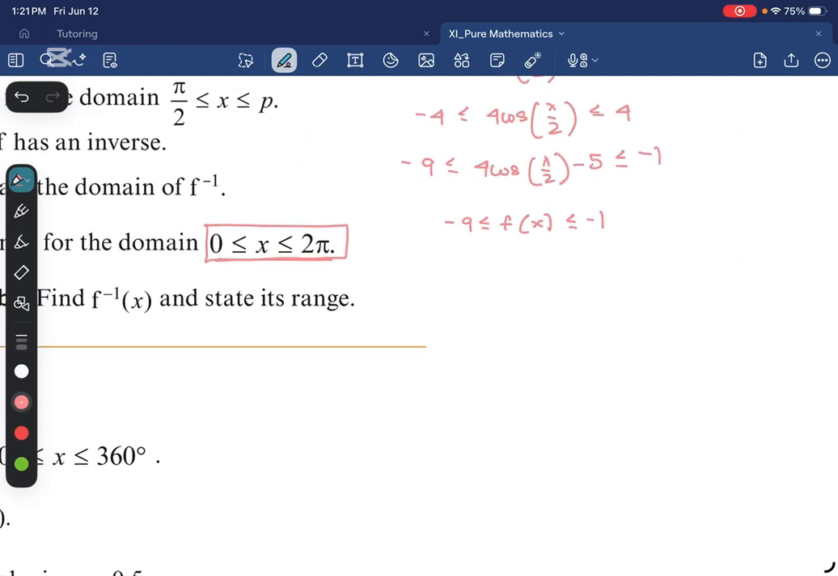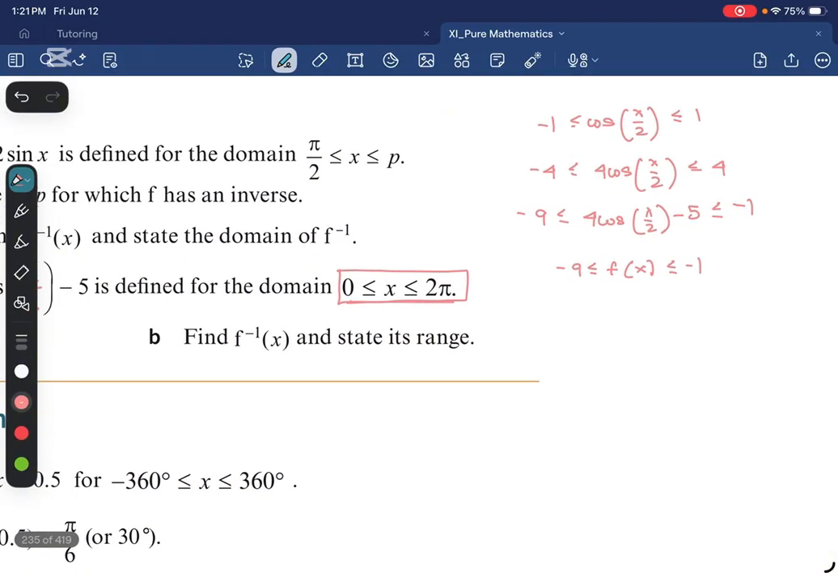And find f inverse of x and state its range. Well, the range is just going to be this domain. So it's just 0 to 2 pi. That is the range, right? 0 to 2 pi. It's just going to be the domain of f of x.